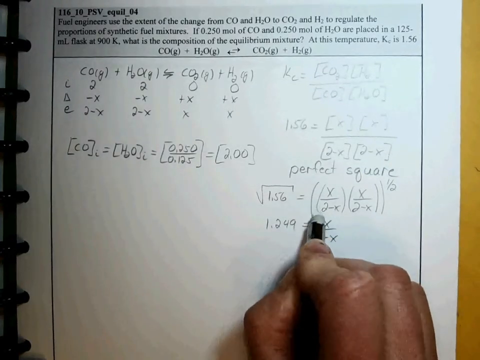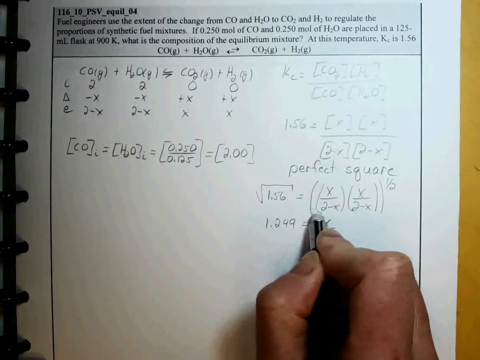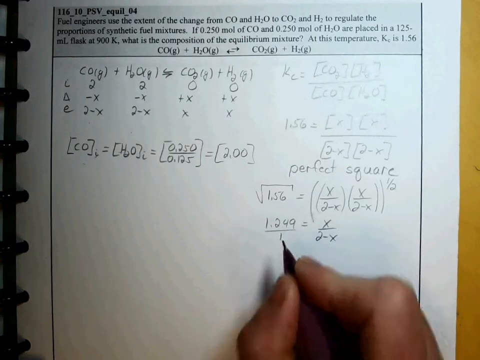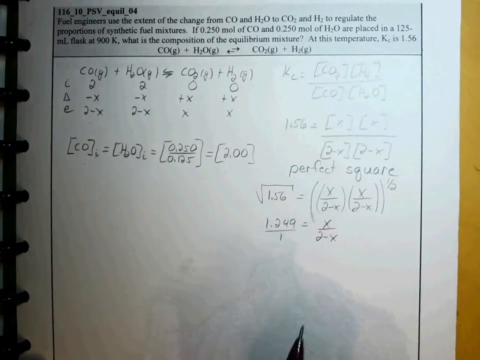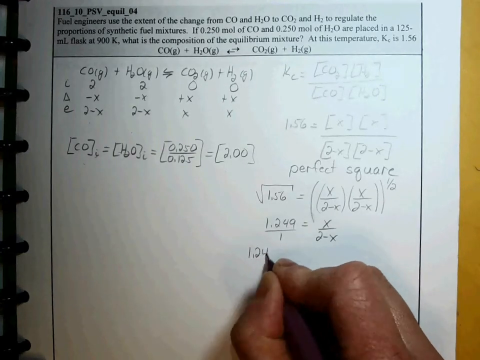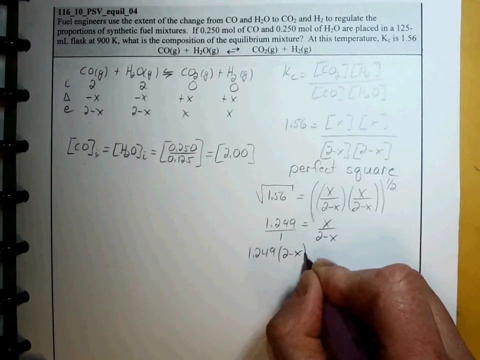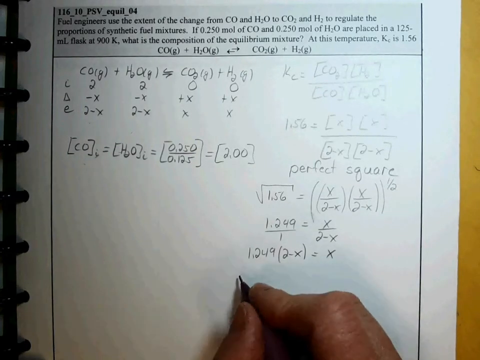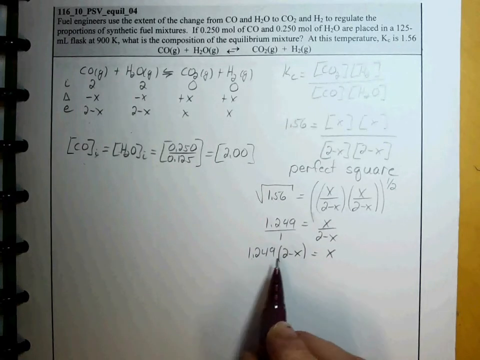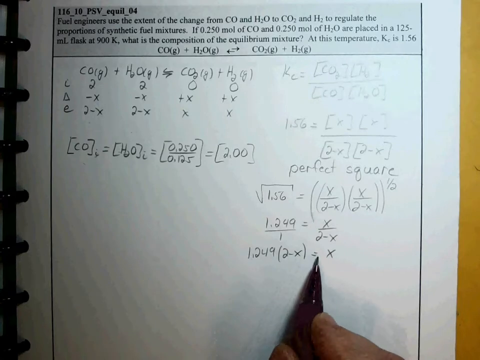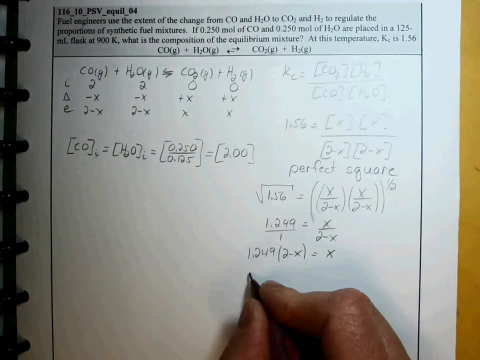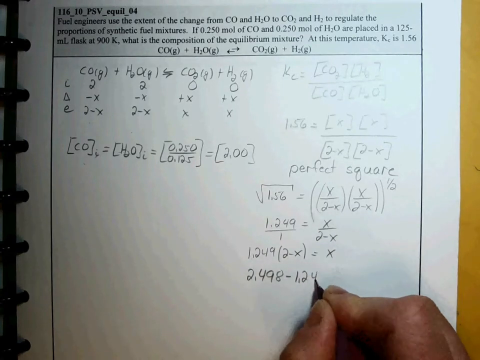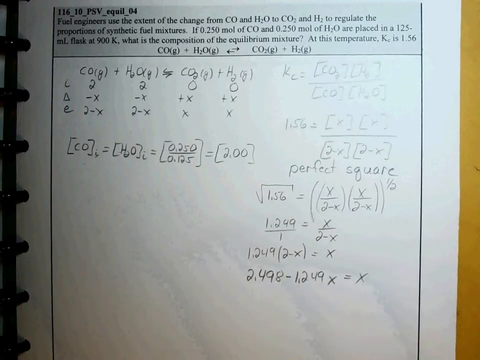Alright, so clean this up a little bit if we could. I guess we can't. Alright, so what we're going to do now to solve for X is to do a little cross multiplication. So we have 1.249 times 2 minus X is going to be equal to X. If we expand this, we have 1.249 times 2, 1.249 times minus X. So we have 2.498 minus 1.249 times X is equal to X.